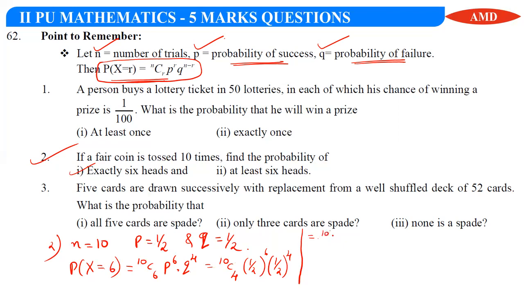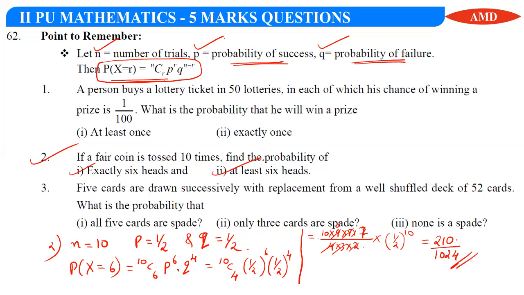Further simplifying it, 10c4 is nothing but 10 into 9 into 8 into 7 whole divided by 4 into 3 into 2. So here 8 gets cancelled, the 3s cancel, so we have 21 into 10, that is 210 into 1 by 2 to the power 10. So the final answer must be 210 into 1 by 2 to the power 10, that is nothing but 210 by 1024. So this is the probability of getting exactly 6 heads.